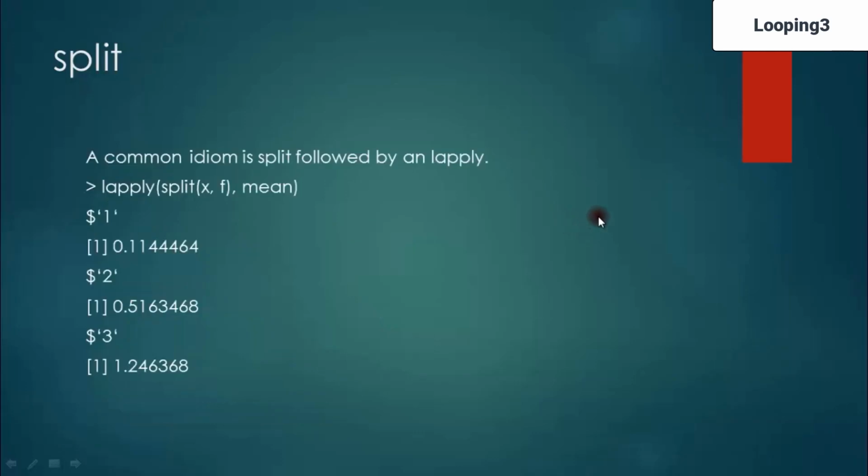So a common idiom in R programming is to use split followed by an lapply. So you can use lapply of split of x comma f comma mean. It will give you practically the same result. It will consider the three subsets, and split is used to create those subsets, and lapply applies the mean function over it, and you will hence get the mean for each of the subsets.